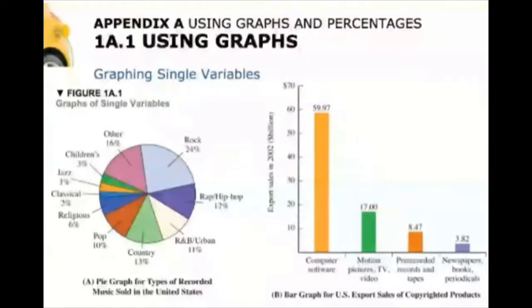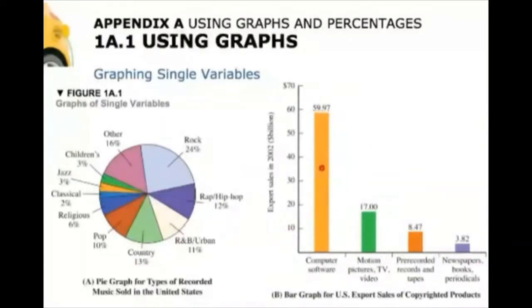Pie charts look at one variable and how it might be split up or distributed between different types of that variable. In this example, we're looking at the types of recorded music sold in the United States. This is from 2004. Right? So it could be rock and roll, rap or hip hop, and in this pie chart we can see that rock and roll was 24% of recorded music sold in the United States in 2004. Country was 13%. And so one way of looking at a single variable and finding out information about it is from a pie chart. Another way is looking at a bar graph.